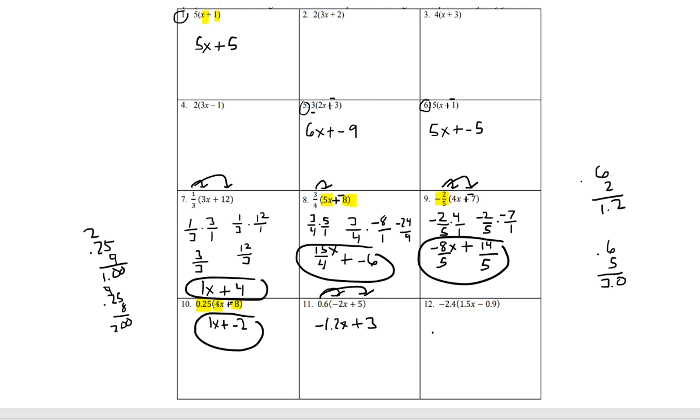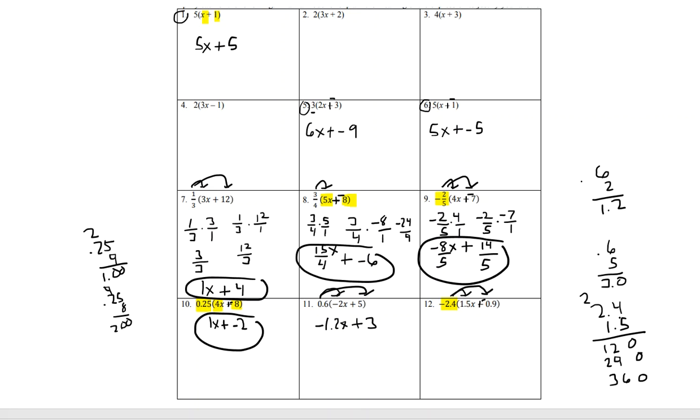And then the last one, number 12, you're going to take the negative 2.4 that's in front of the parentheses, and you are going to multiply it by both the 1.5x and the negative 0.9, since 1.5x subtract 0.9 becomes 1.5x plus a negative 0.9. So 2.4 times 1.5, let's do that first. Remember, when we multiply decimals, we don't have to line up the decimals. This one just happens to line up in this case.